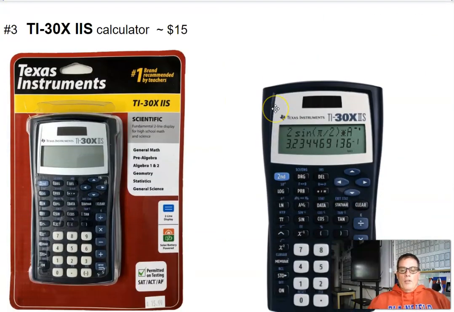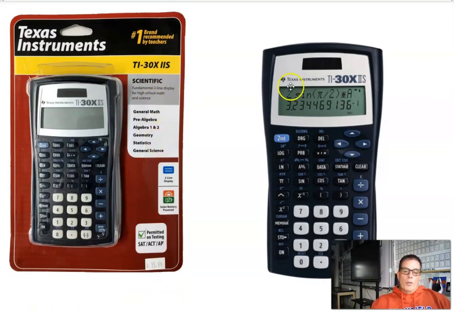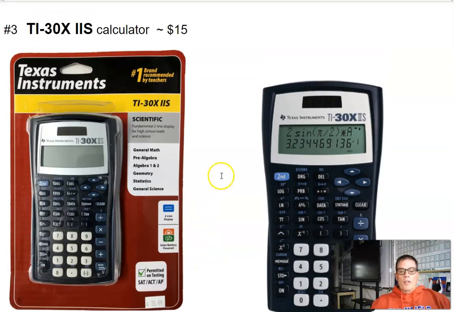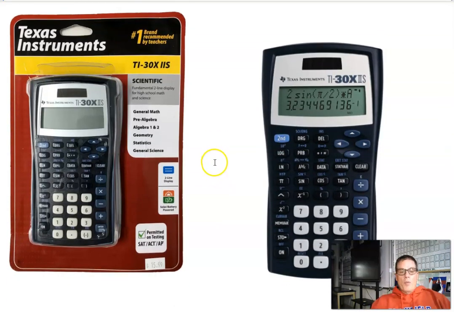Here is the less than $15 calculator that I spoke about earlier, the TI 30X2S. Again, this one right now you can get for literally, I think I saw it at Walmart for $11. So if you're not looking for a big calculator, this is a good one to get.